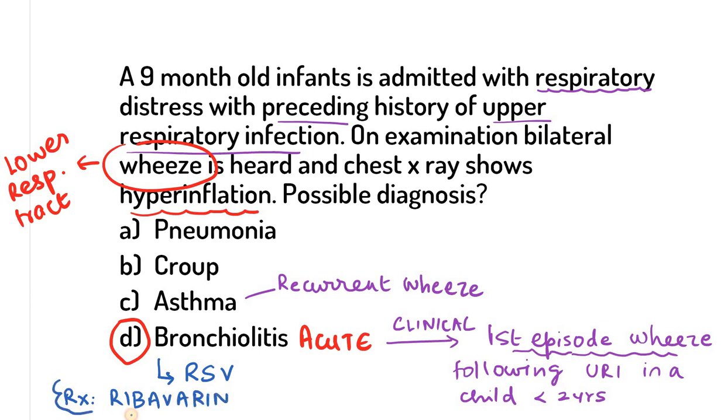This is one of the very recent exam questions, so I want you to remember the organism as well as the treatment, which is very well possible and can be repeated in the coming exams.